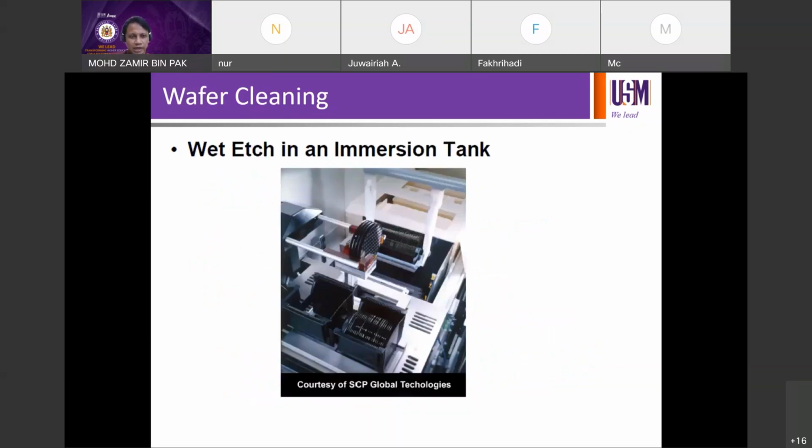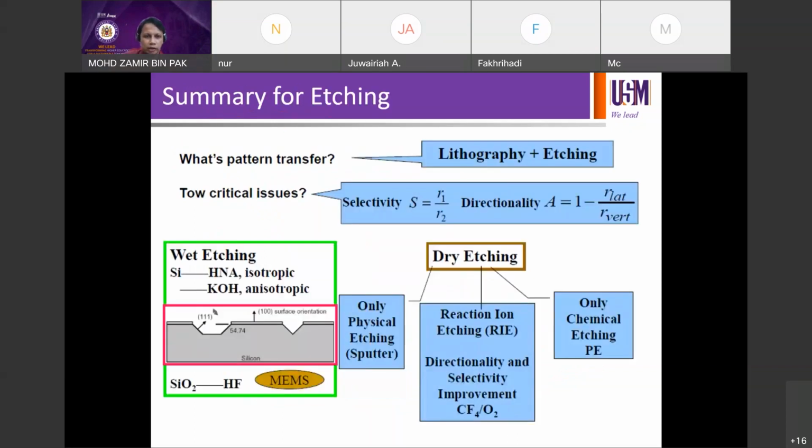So this is how it looks like, the wet etch process in an immersion tank. Dia macam sinki lah, sinki besar, but we call that bath or tank. So kita dip all the wafers. If you talk about wet etch, we dip all the wafers in batches. Masuk sekali rendam for like say 30 seconds at certain temperature so that you can remove certain things, right? So it depends on what you are trying to remove in that particular process.